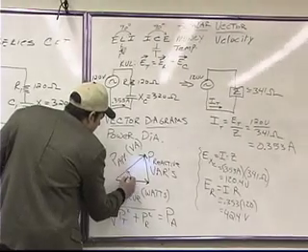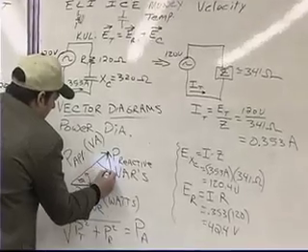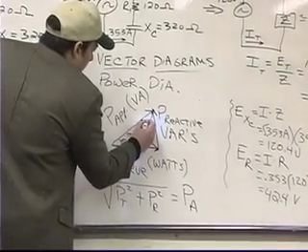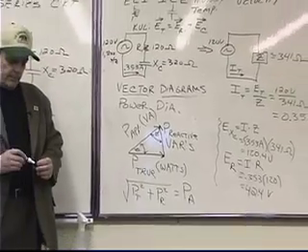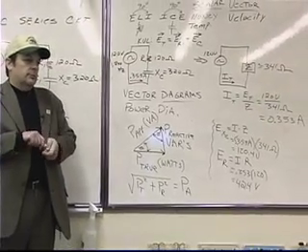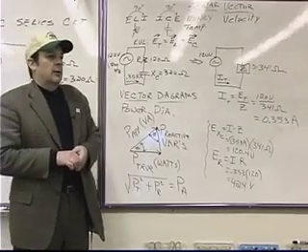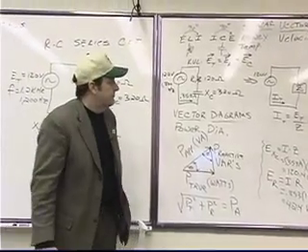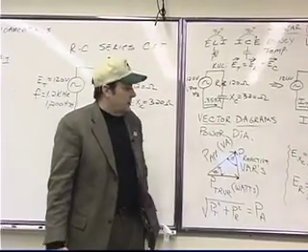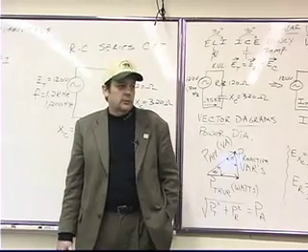This angle right here, we call theta. And this angle right here, we call phi. Okay? And we find those by, anybody remember the acronym to find the angles? SOHCAHTOA. Right, SOHCAHTOA.